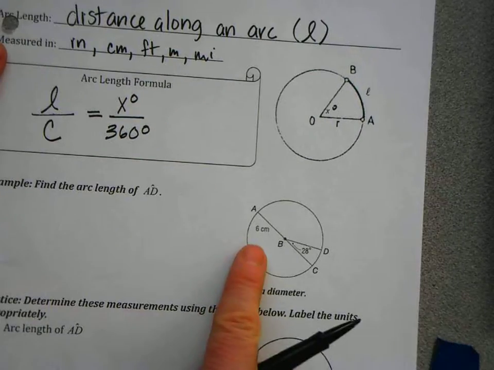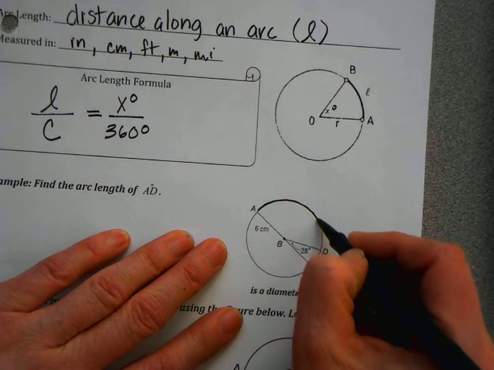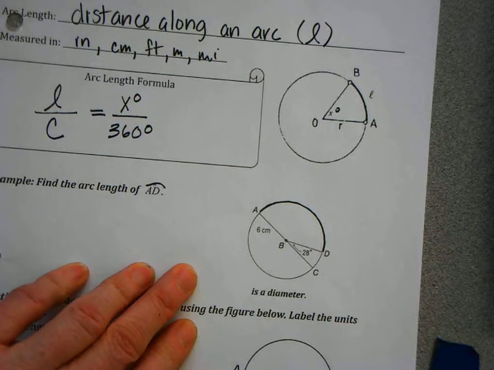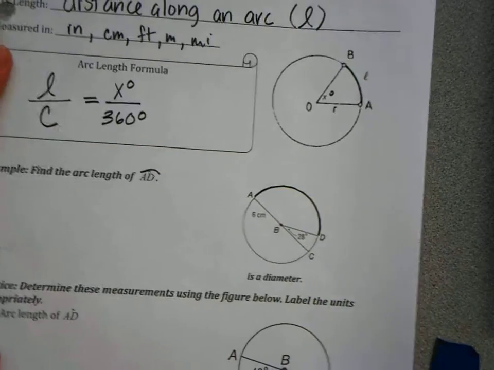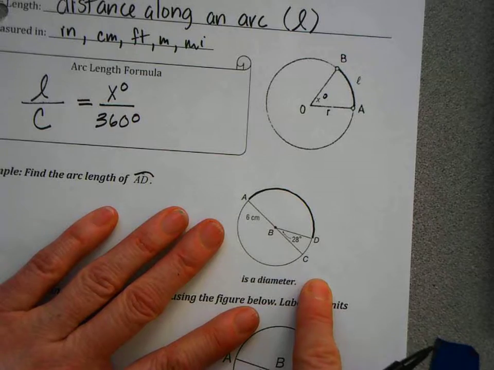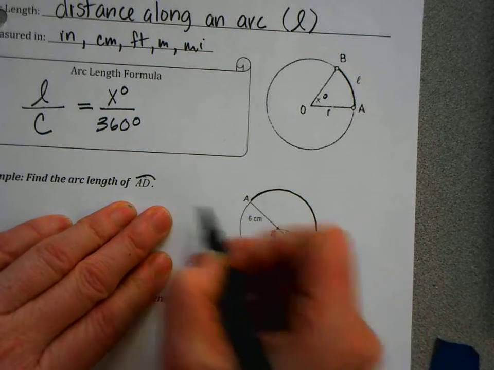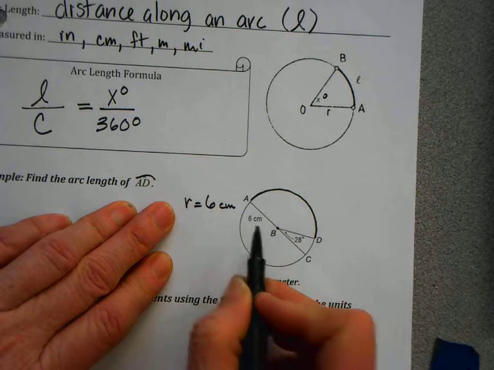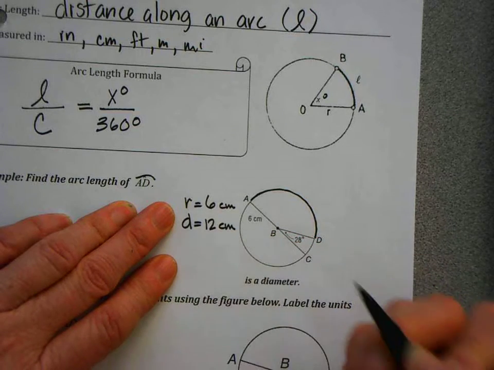So, example: find the arc length of AD. That's what we want. Let's start with what we know about this circle. I see from here that the radius of the circle equals 6 centimeters. If the radius is 6, then the diameter equals 12 centimeters.